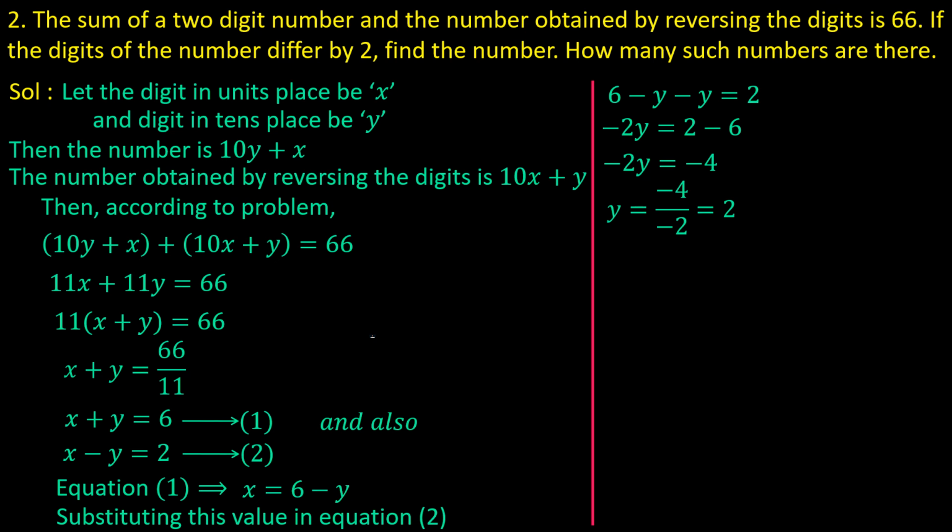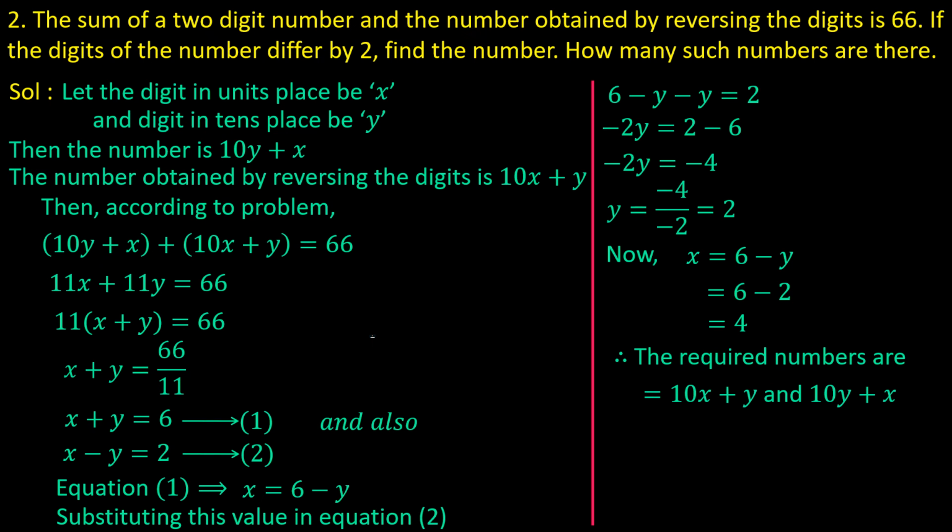And we have x equal to 6 minus y. So we can substitute y equal to 2 in x equal to 6 minus y. Now we can write 6 minus 2, because we got the value of y as 2. Now x equal to 4. Okay. Now we have x equal to 4 and y equal to 2.